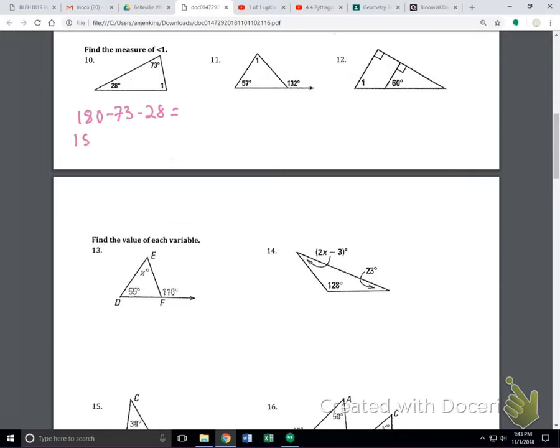So we heard Rio tell us that this value here was 101. And Nemo, what did you tell me that ends up being? 79 degrees.